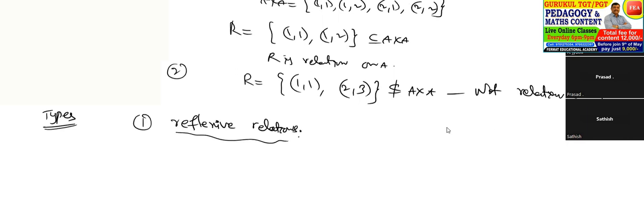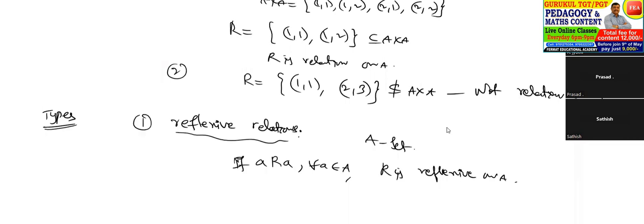What do you mean by reflexive relation? Take a set. What do you mean by reflexive? Any element that is related to itself. If that happens, we say that R is reflexive. R is a relation on a set A, and if every element is related to itself, automatically one can say that R is reflexive on A.